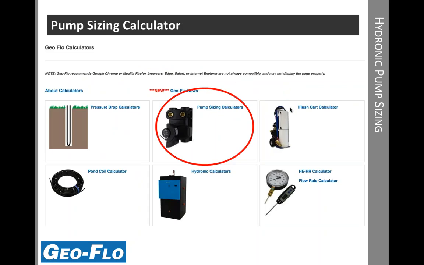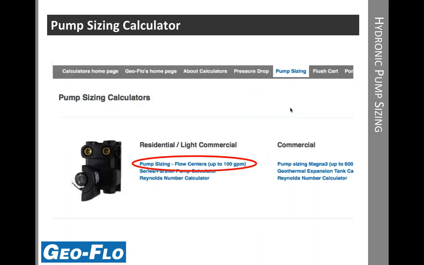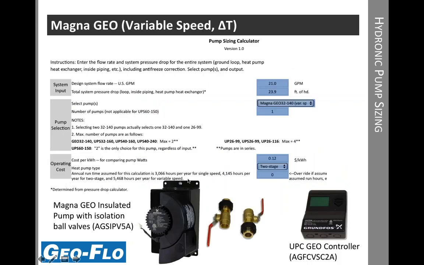We again go back to pump sizing calculators. And I'm going to start with the same place we were earlier, the smaller pumps. And we're going to choose a variable speed pump here. So here's our variable speed Magna Geo. This is actually the same pump that you see on a flow center, variable speed flow center. So it's a less expensive way to go than a larger differential pressure type.